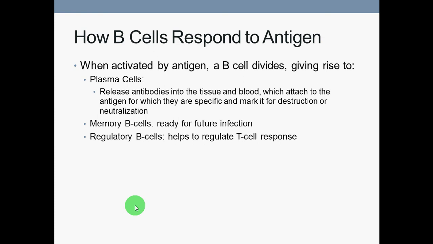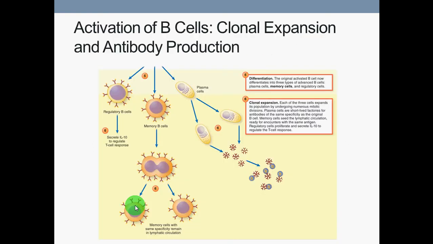But another type of B cell are memory B cells. And these guys, just like the memory T cells, they're ready for a future infection. Just like there were regulatory T cells, there are also regulatory B cells. These help to regulate that T cell response, again, so it doesn't get out of control and start to attack your own body. And these are the different types of B cells that can be produced. Once that B cell is activated up here, it can become either a regulatory B cell, memory B cell, or plasma cell whose whole job is to just produce tons and tons of antibodies.